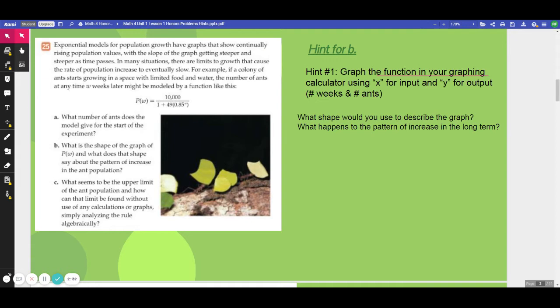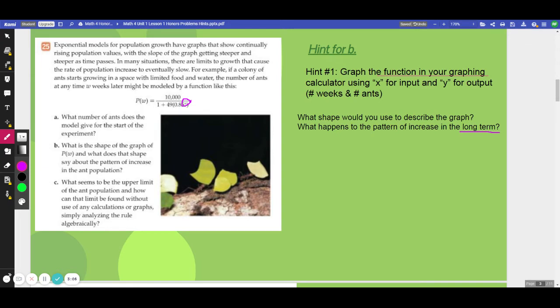And what shape would you use to describe the graph? And what happens to the pattern of increase in the long term? So in the long term means as X is getting bigger and bigger and bigger, or in this case, as W is getting bigger and bigger and bigger, what happens to the population of ants? And I'm sure if you think about it, just in the real world situation, what would happen to a population of ants or other creatures as the weeks go on?